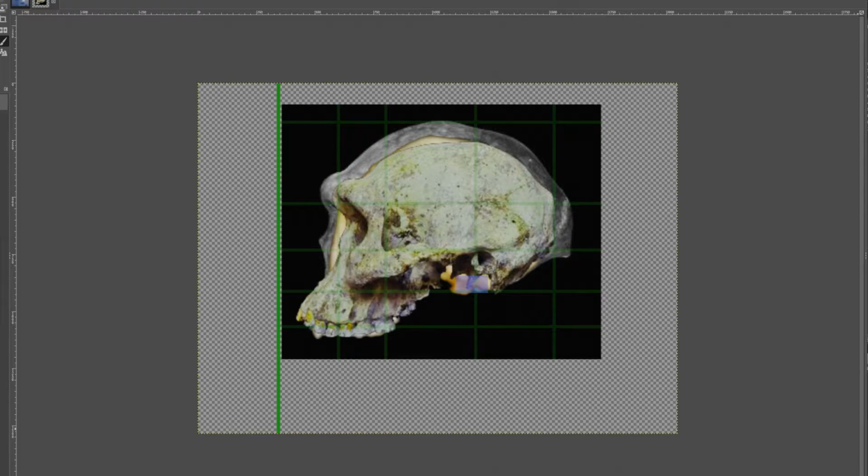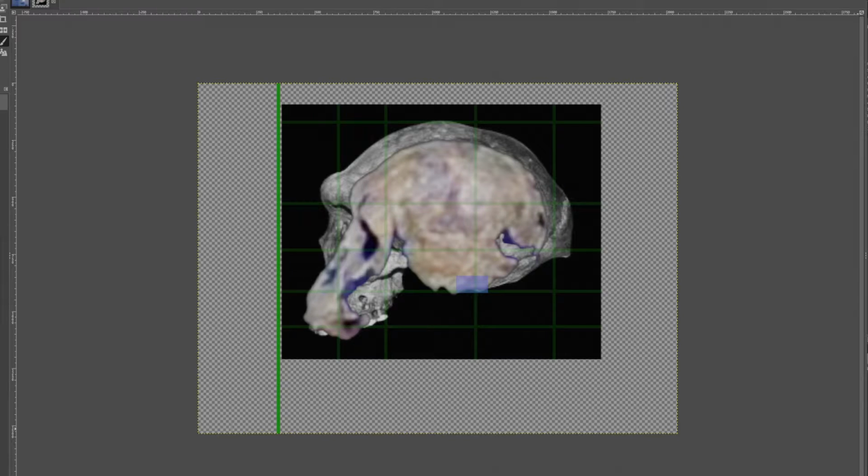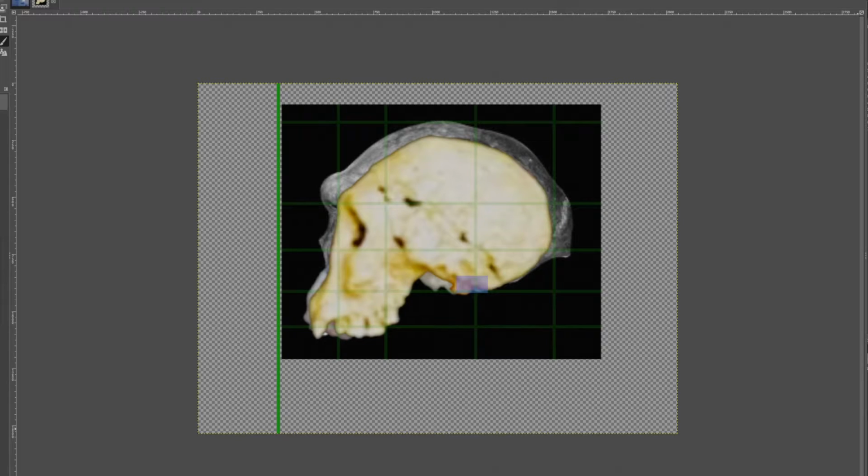I think didn't we also have a third? Was this a Dmanisi specimen? Pretty sure that's Habilis. Yeah, I don't think we did have a third. Okay, we just have the two.